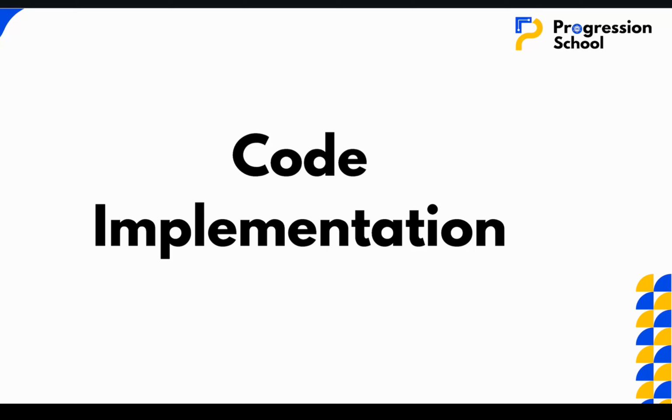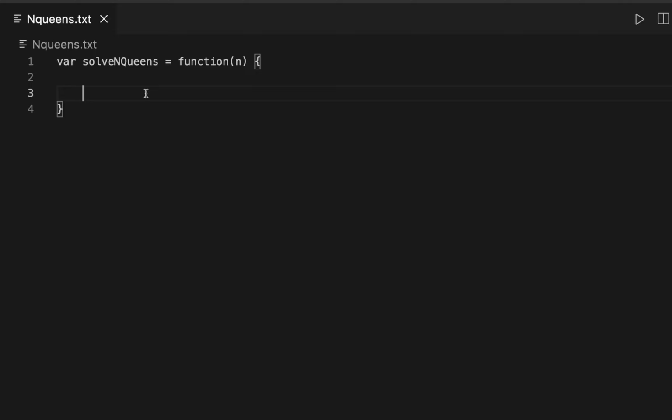In this video, we will see code implementation. Now let's quickly check the code implementation of this problem. So here I have one function solveQueens, right? And I am completing this code.